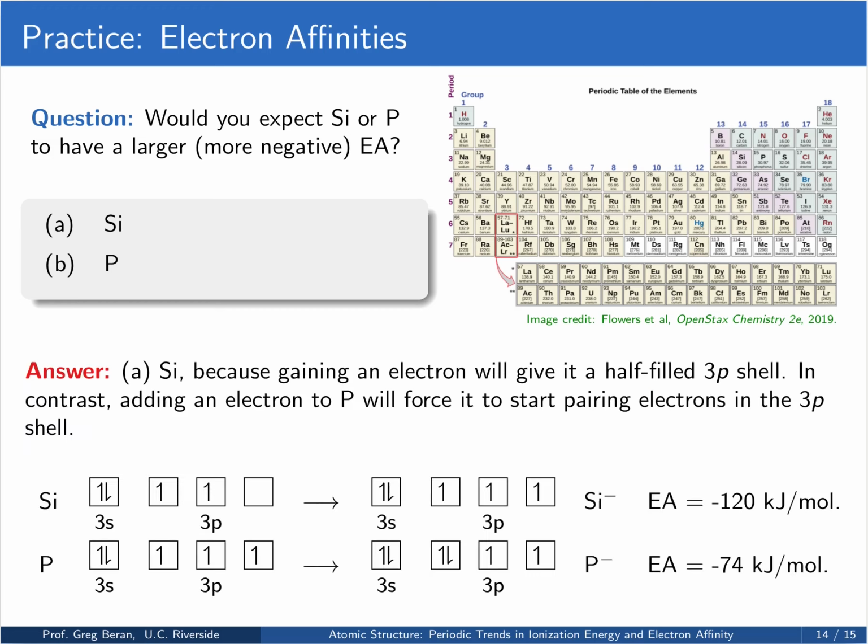The answer is silicon, because gaining an electron for silicon will give it a half-filled 3p shell, which is going to be particularly stable. In contrast, adding an electron to phosphorus will force it to start pairing electrons in the 3p orbital, which, as we said, is less favorable. And you can see here that the electron affinity of silicon is negative 120 kilojoules per mole compared to negative 74 kilojoules per mole for phosphorus.